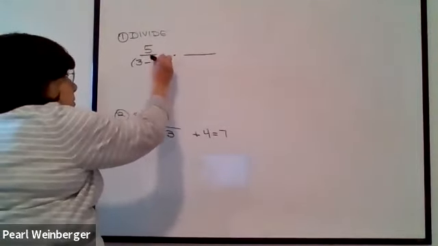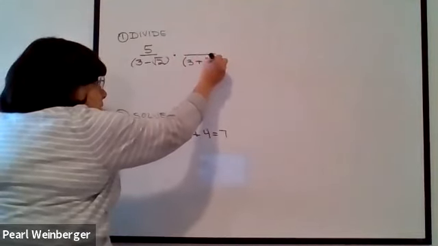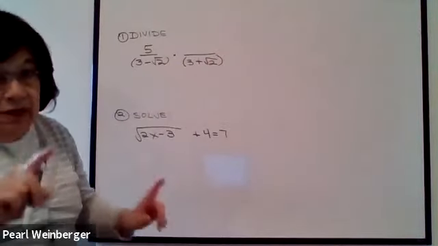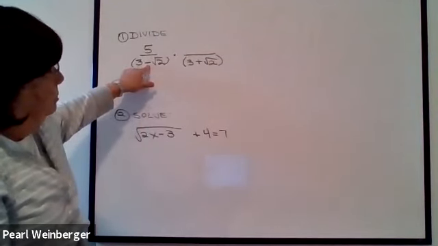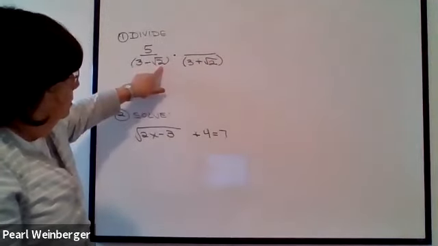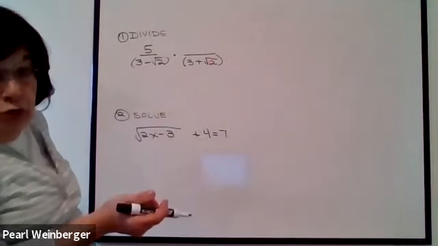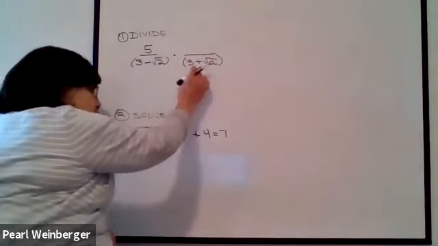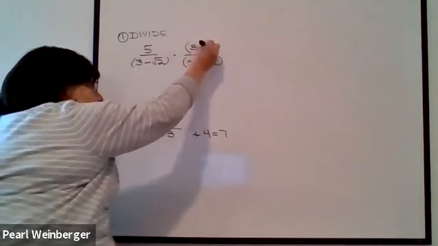by 3 plus radical 2. The conjugate of a binomial is the identical binomial, the same exact two terms, but whatever the sign is in the first parentheses, you do the opposite sign in the second. So this is 3 minus radical 2, and this is 3 plus radical 2. Of course, whatever you're doing to the denominator, to the bottom, you multiply the same thing in the numerator.